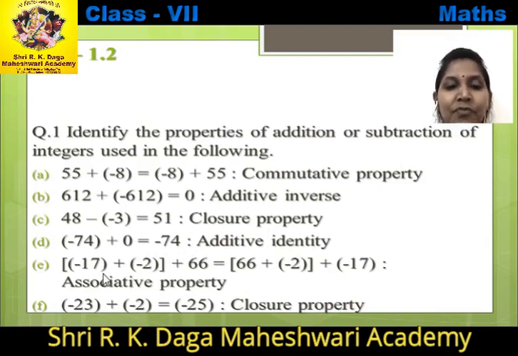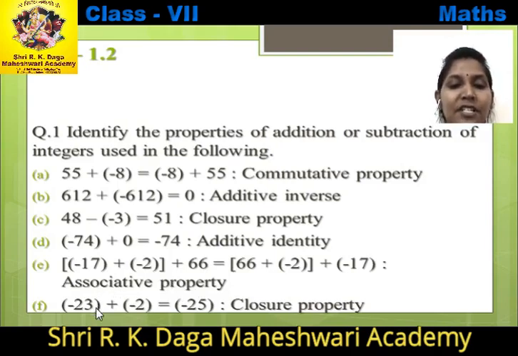Minus 17 plus minus 2 plus 66 is equal to 66 plus minus 2 plus minus 17. Here you can see plus sign between the numbers, and this is in the form of a plus b plus c is equal to a plus b plus c. So associative property is used in this expression.